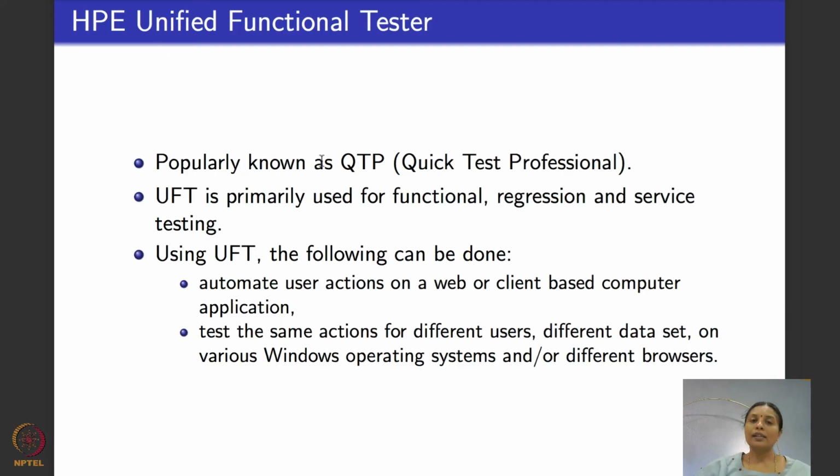The next one is QTP. Earlier it was known as QTP, short for Quick Test Professional, but now it is called HPE Unified Functional Tester. It's primarily used for functional testing, regression testing, and testing of service apps. You can automate user actions on a web browser, which is what always happens in most automation tools, or you can automate it on a client-based computer application that you write. You can test the same actions for different users and different data sets on various Windows operating systems and various browsers.